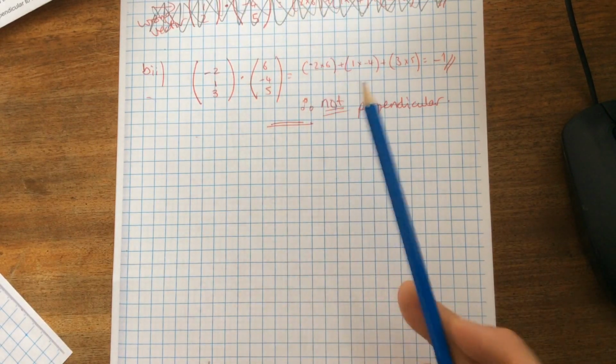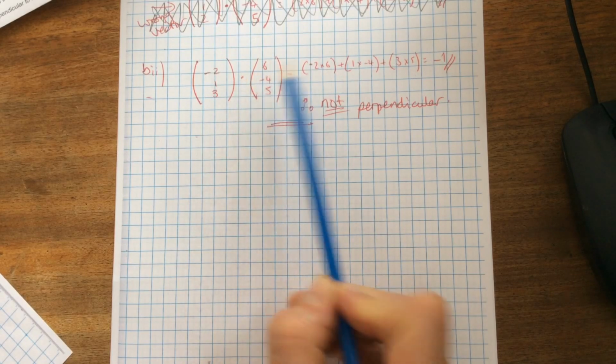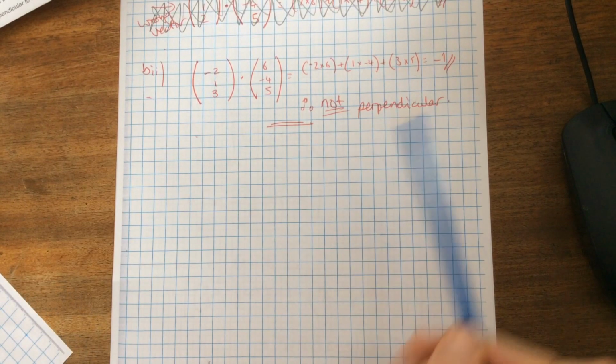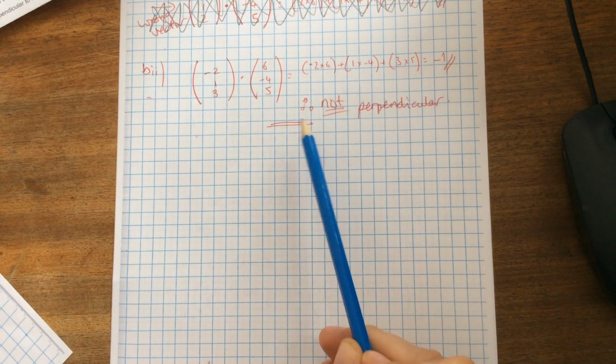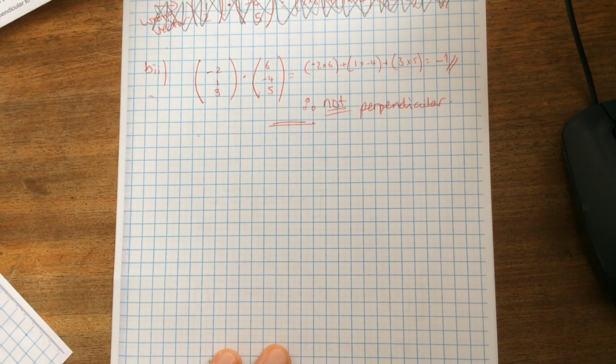If perpendicular, A dot B is 0. So it's minus 2 times 6, 1 times minus 4, 3 times 5, add them all up. It comes to minus 1, not 0, therefore not perpendicular. That's a nice, easy 10 marks.